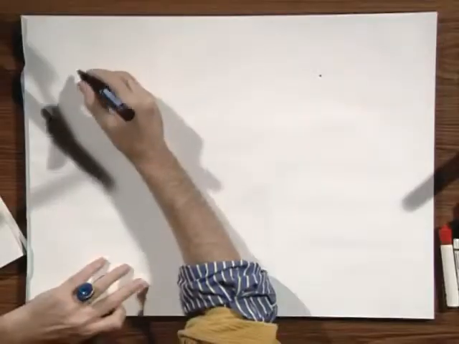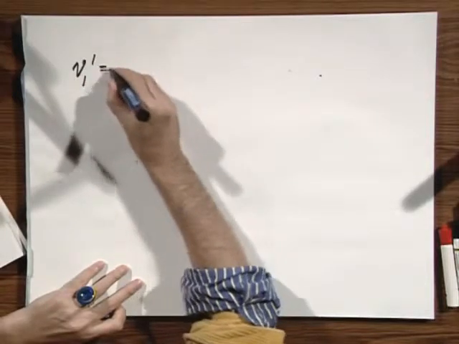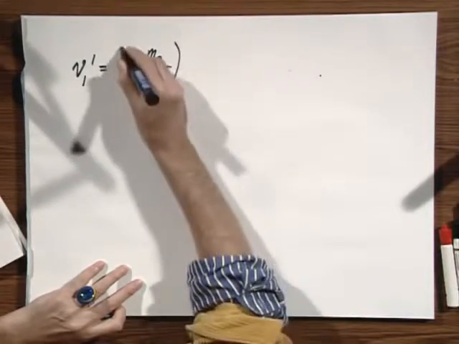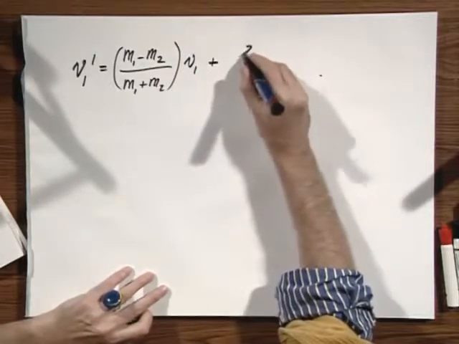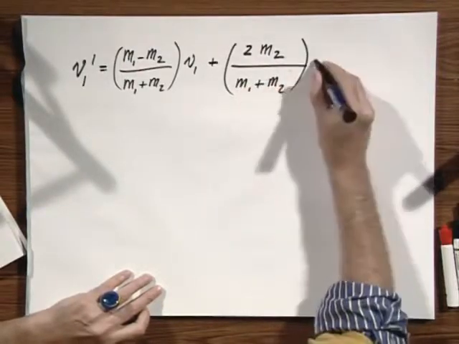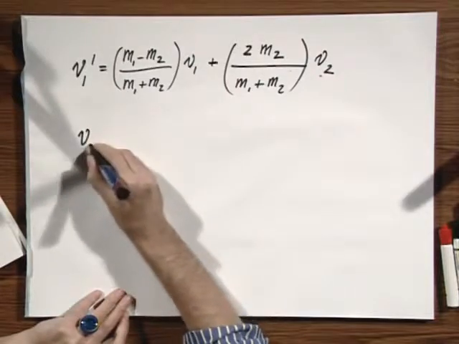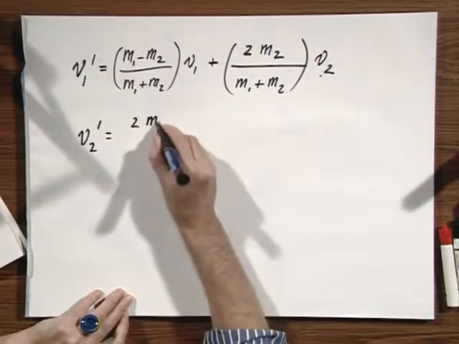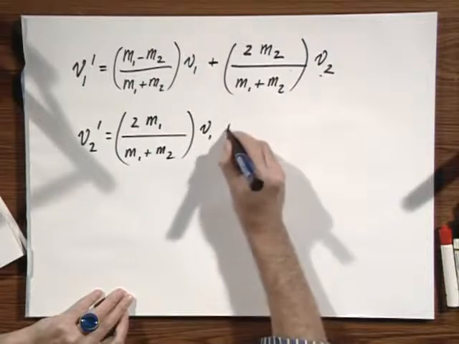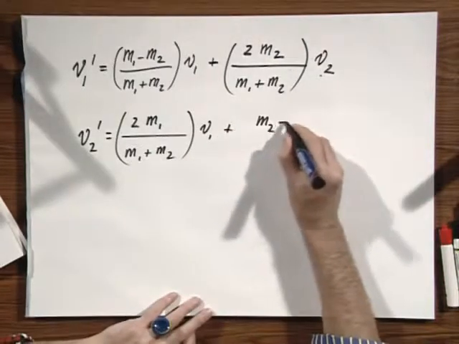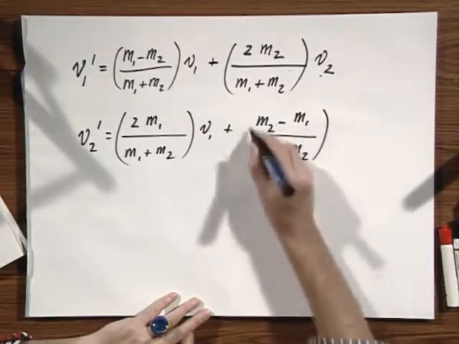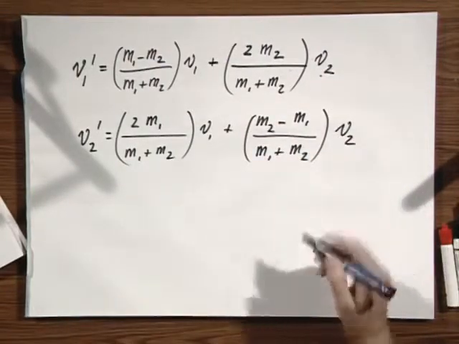If you do it correctly, you will find that v1 prime equals (m1 minus m2) divided by (m1 plus m2) times v1, plus 2 m2 divided by (m1 plus m2) times v2, and then we have v2 prime equals 2 m1 divided by (m1 plus m2) times v1, plus (m2 minus m1) divided by (m1 plus m2) times v2. And you can check whether I did that correctly.